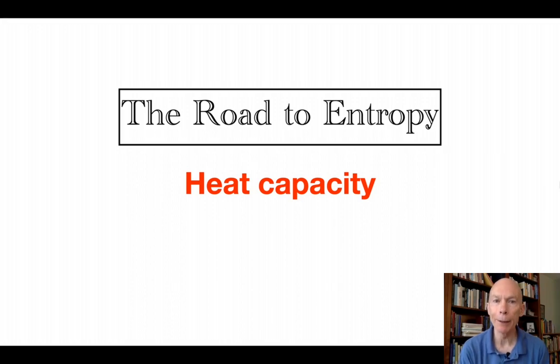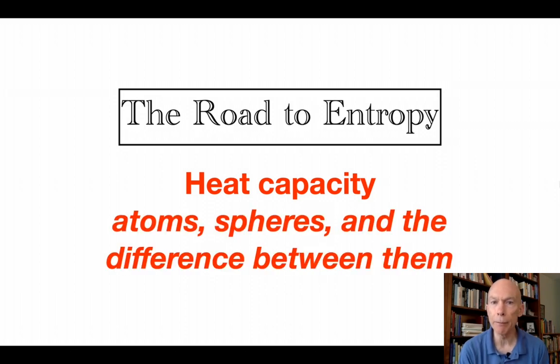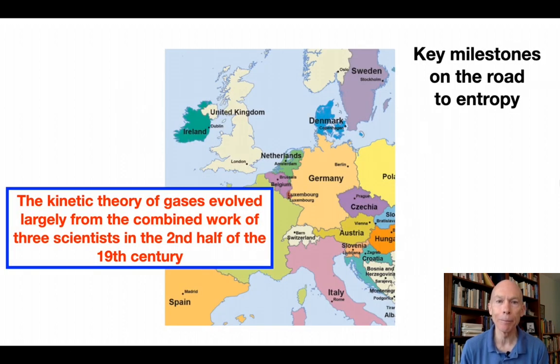Hi, I'm Bob Hanlon, here to talk to you today about the final steps on the road to entropy. Today, talking about the kinetic theory of gases and the role of heat capacity in this theory. The issue that I want to specifically focus on today is atoms, spheres, and the difference between them. Let me get to it.